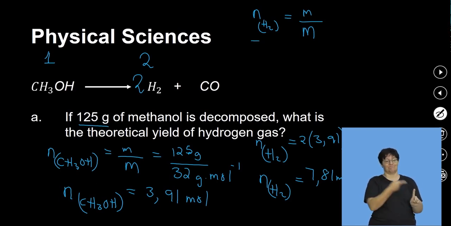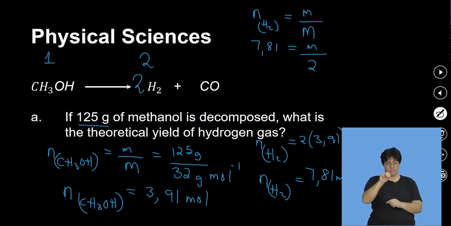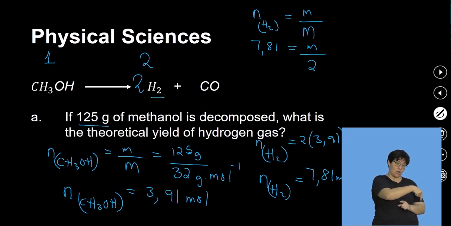So this will be 7,81 is equal to the mass over the molar mass of hydrogen, which is 2. The molar mass comes from that formula. Take note, we do not multiply by the coefficient in this case, which is the stoichiometric ratio, because the coefficients simply give us the stoichiometric ratio in which they react. So the mass is equal to 2 multiplied by 7,81.